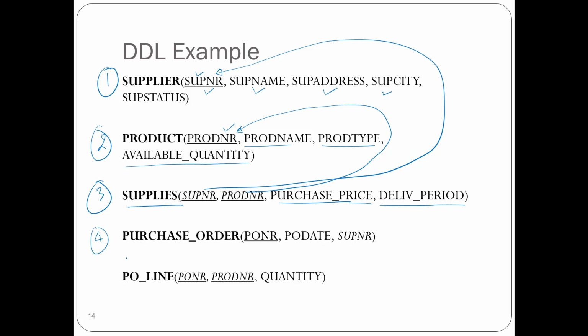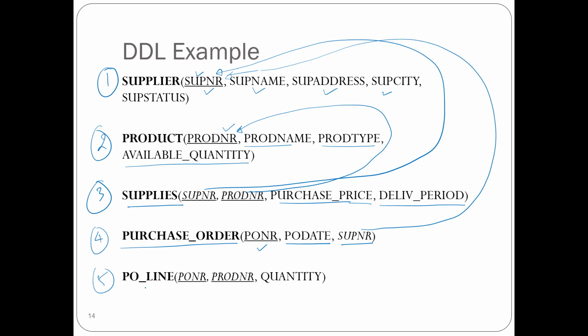Now, the fourth relation that we have here is for purchase order, and purchase order was an entity type. For purchase order, we have the primary key, which is PONR for purchase order number. And we have PO date, the date for the purchase order, and SUPNR is the foreign key that is referring to the SUPNR from the supplier relation.